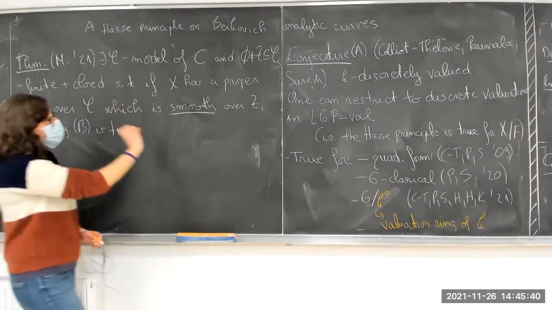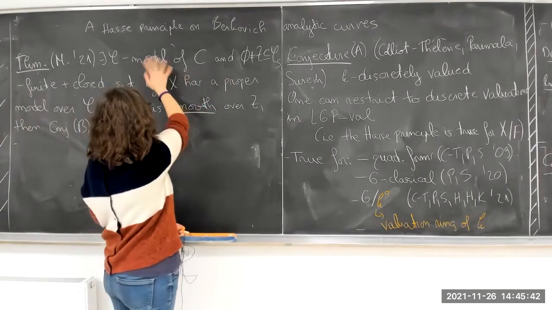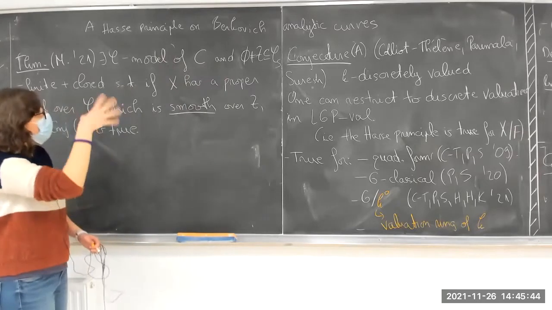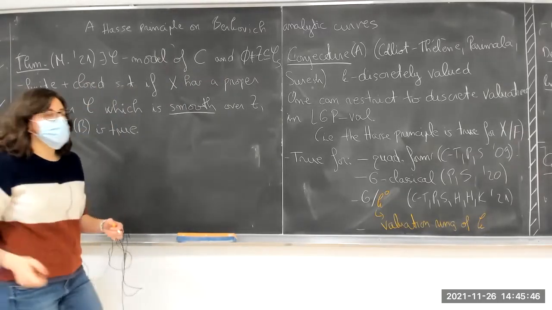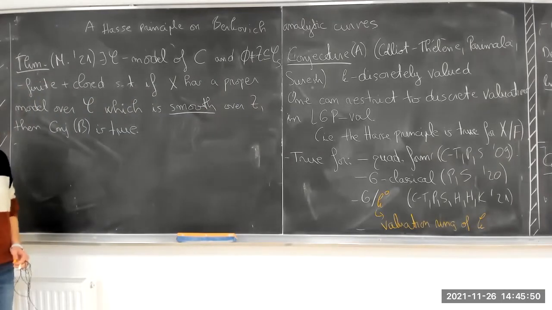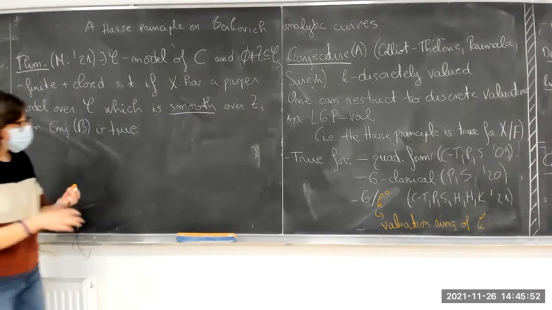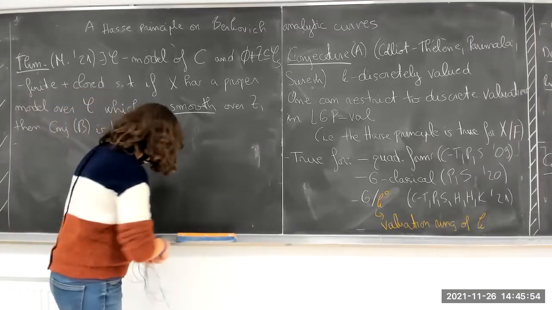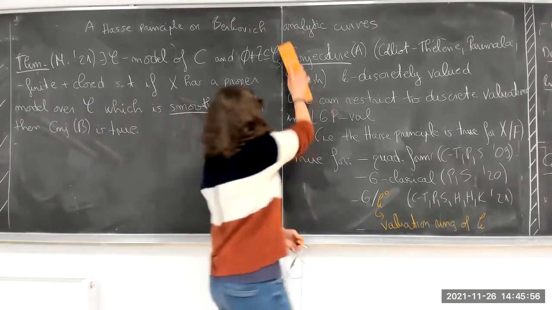Let me tell you a bit about, because we don't get any idea of how we construct the model or what it looks like or how we get to this finite set of Zariski closed points on the special fiber. So let me try and illustrate this by working over a Berkovich curve.